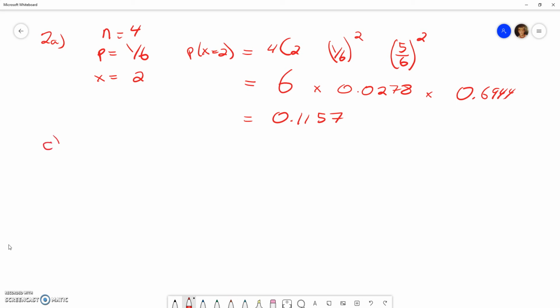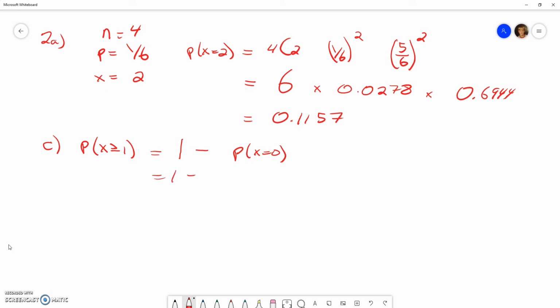So let's go into part C. Part C asks for the probability that at least 1 of the dice will show the number 3. So we want at least 1 of the dice. So remember the shortcut to do is we subtract the probability of 0 from 1. Because 0 is not included in at least 1. So we want everything except for 0.